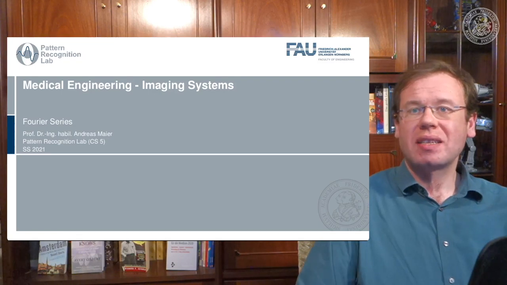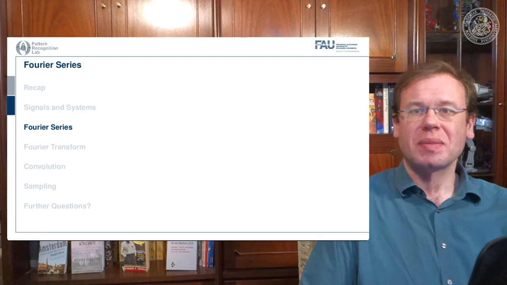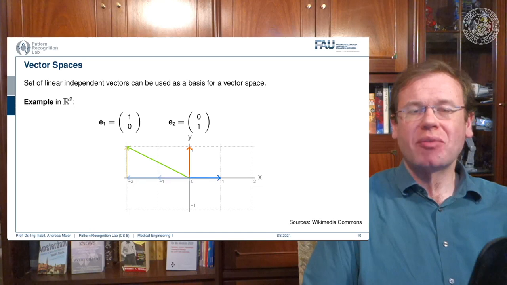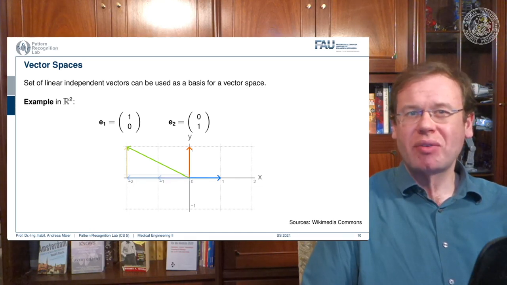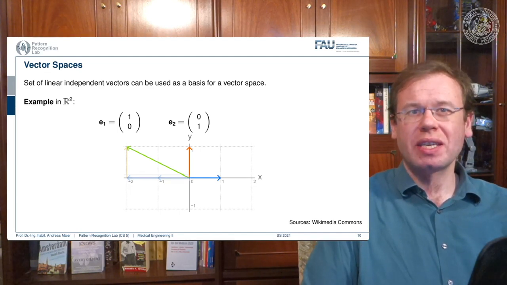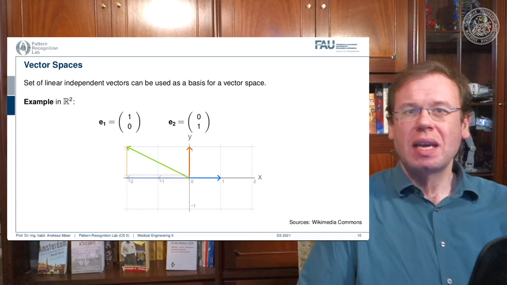Let's have a look at the Fourier series and the Fourier transform. So let's start with the Fourier series. Now, what we want to introduce is essentially something like an equivalent thing to a vector space. And here we have the example of the vector space. So you see this little figure here. If we want to describe some arrow in 2D, then we can use a vector space in order to represent that arrow. And that arrow is essentially mapped onto bases.